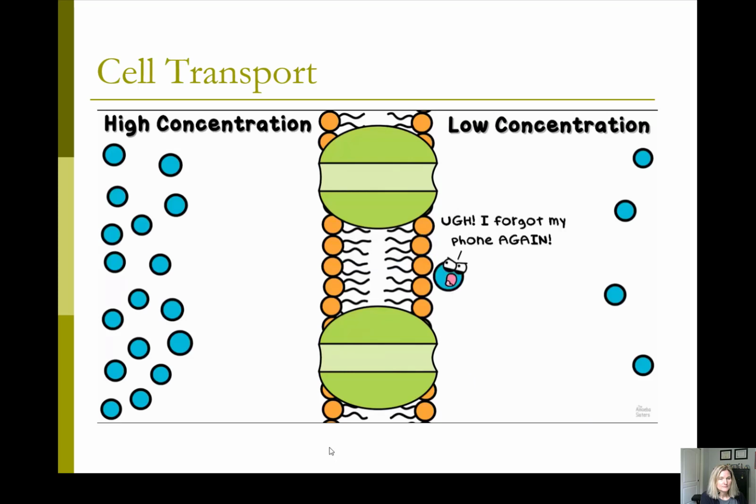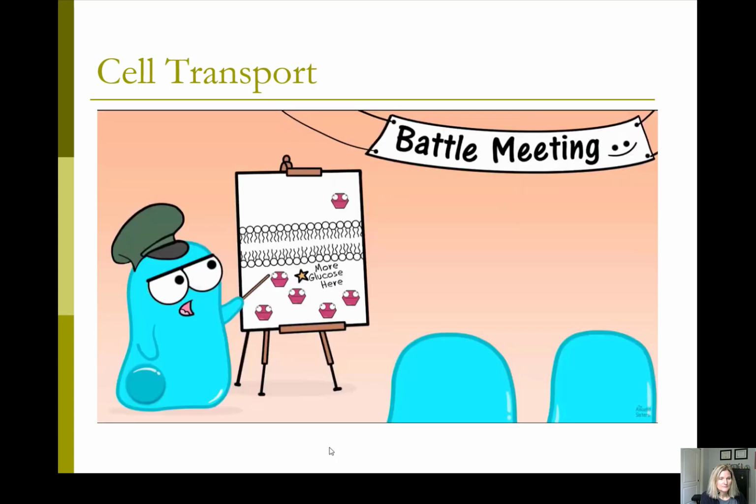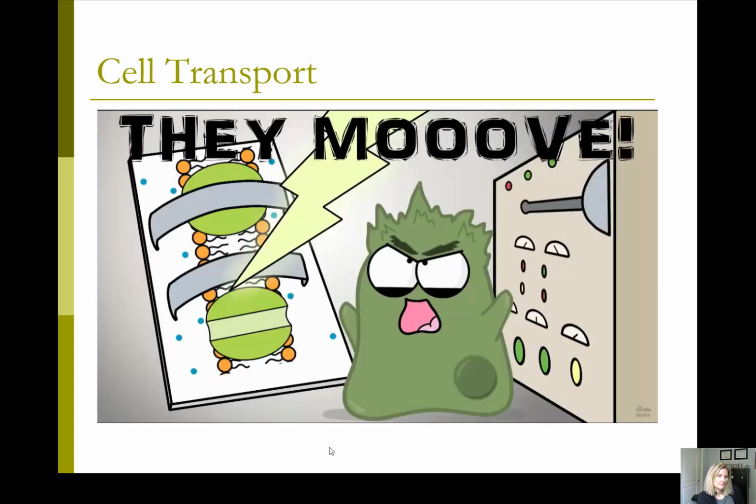But what if you want to go the other way? For example, the cells lining your gut need to take in glucose, but what if the concentration of glucose in the cell is higher than the glucose concentration in the environment? We still need to get the glucose in, so it's going to have to be forced against the regular gradient flow. Movement of molecules from low to high concentration will take energy because that's against the flow.